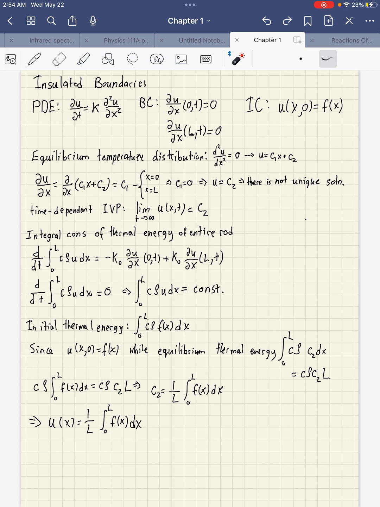The next lecture, we're going to derive our heat equation in two and three dimensions.